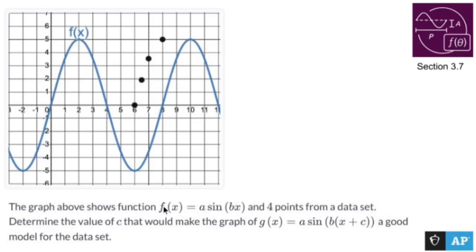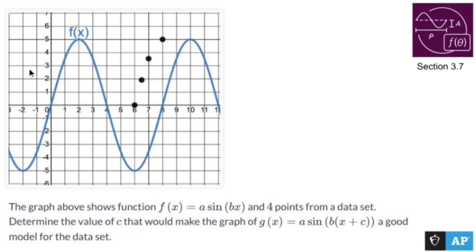The graph above shows function f of x equals sine bx and 4 points from a data set. Determine the value of c that would make the graph of g of x equals a sine times b x plus c a good model for the data set.